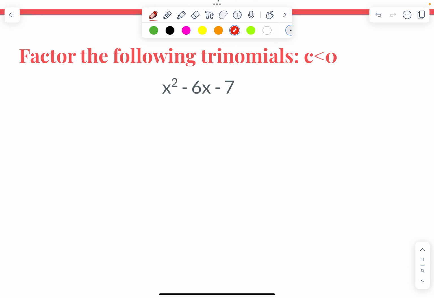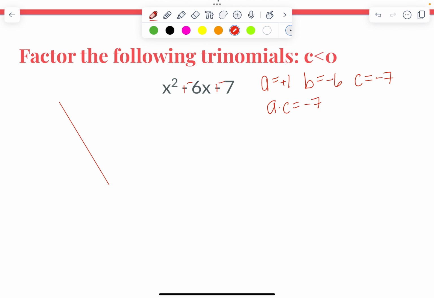Let's look at another one. A is negative 1. Nope. A is positive 1. B is negative 6. If I change this to plus negative, C is negative 7, which means A times C is negative 7.